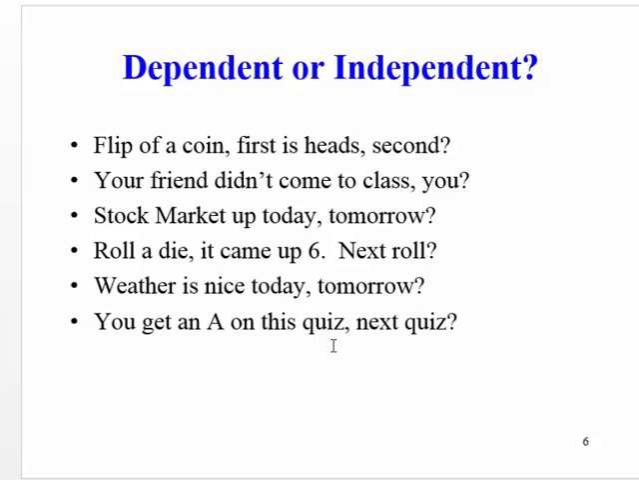And you get an A on this test. What about the next one? It's probably dependent. You know how to study and everything, so it's probably more likely that you get an A again. Okay.